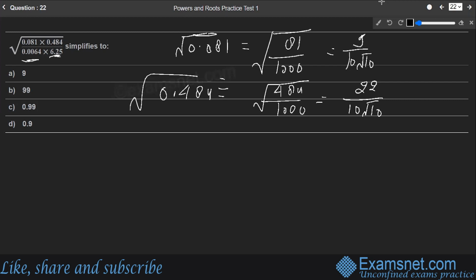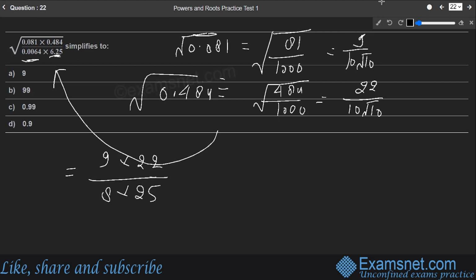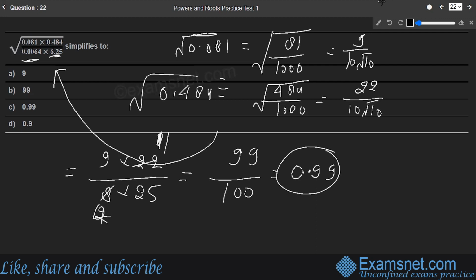If we keep on finding the under root of all these numbers and keep putting them back into the question, what we receive is 9 into 22 divided by 8 into 25. If you solve this together, this can be cut by 2 4's are 8 and 2 11's are 22. So it's always going to be 99 divided by 100, that is nothing but 0.99. So that is the right answer. 0.99 is the real simplification of the expression given, available in option number C.